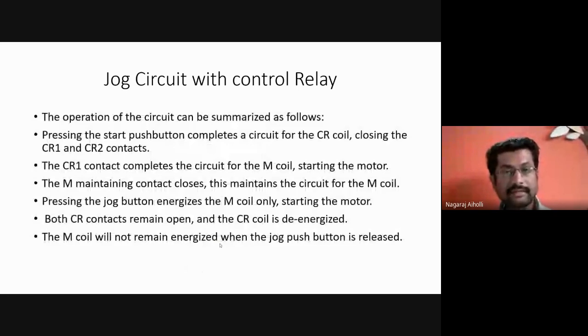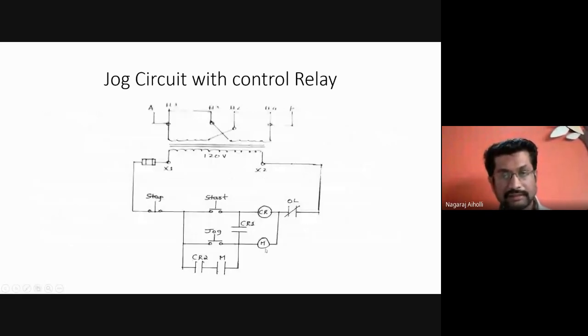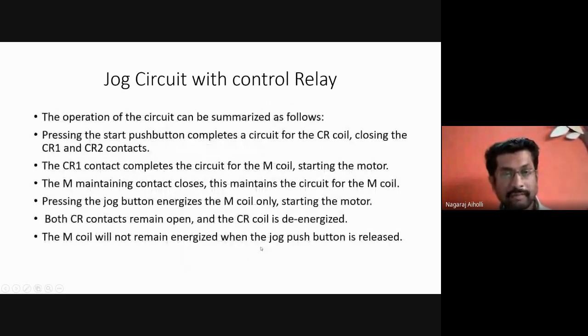Pressing the start push button completes the circuit for the CR coil, closing the CR1 and CR2 contacts. The CR1 contacts complete the circuit for the M coil, starting the motor. That is, the CR1 and CR2 contacts are energized and closed, and because of this the motor will be in the energized state. The maintaining contacts close, which maintains the circuit for the M coil.